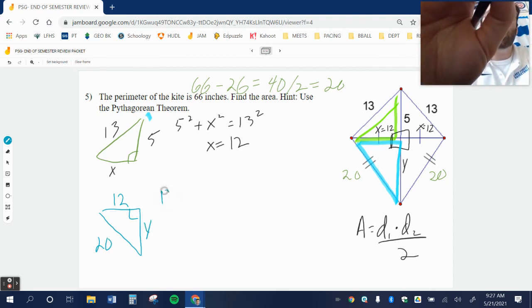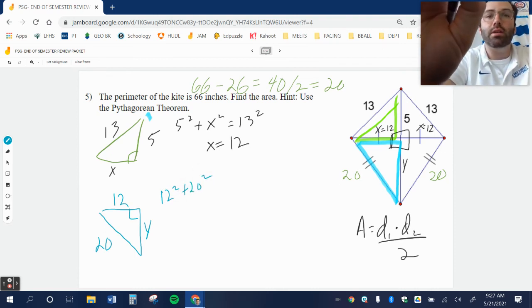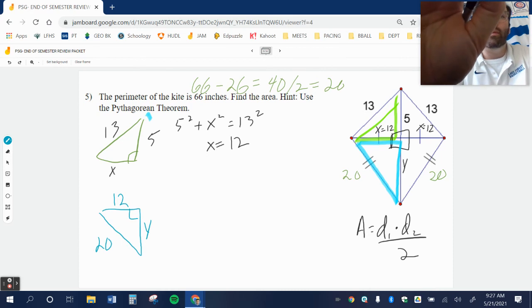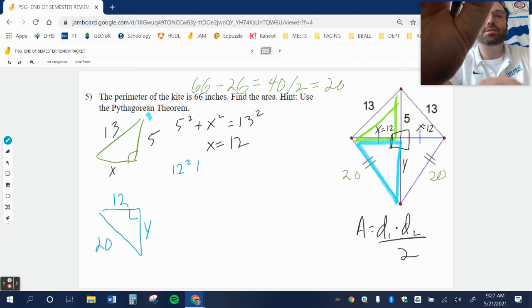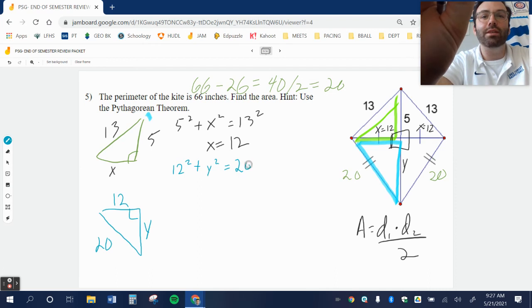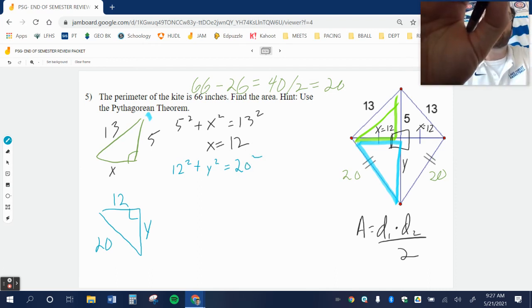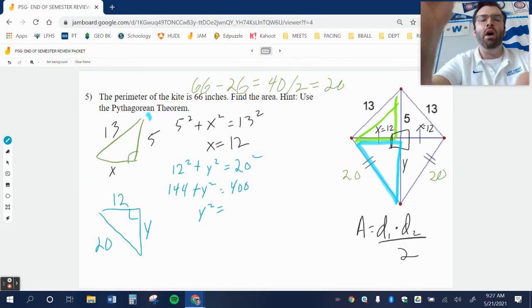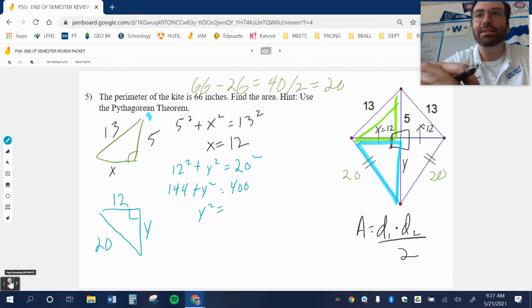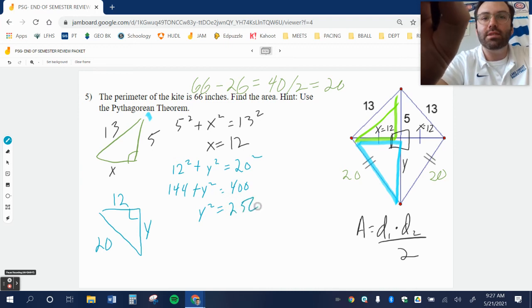So 12 squared plus y squared equals 20 squared. That's 144 plus y squared equals 400. Y squared is 256. Apologize for that. So square root both sides. Y is 16.